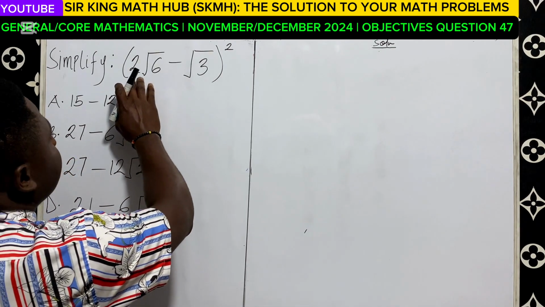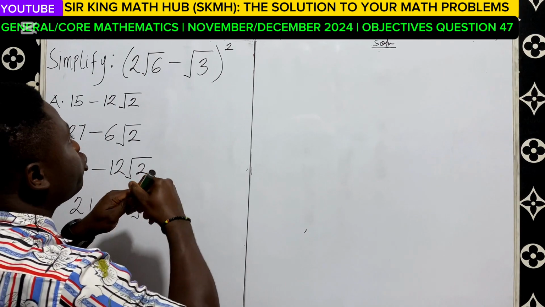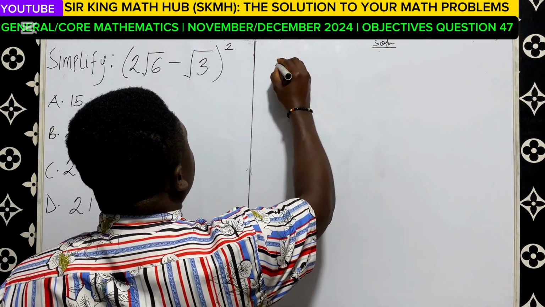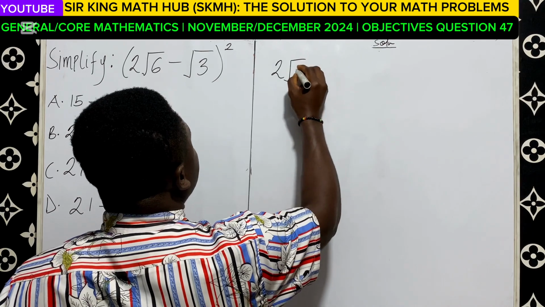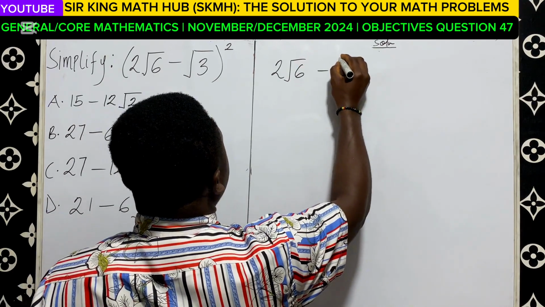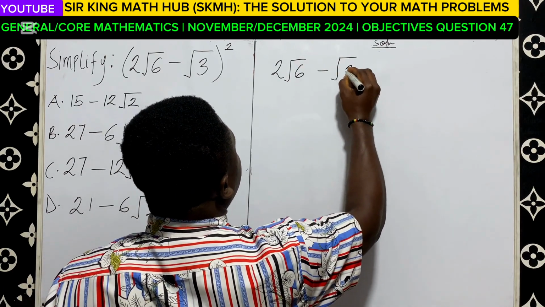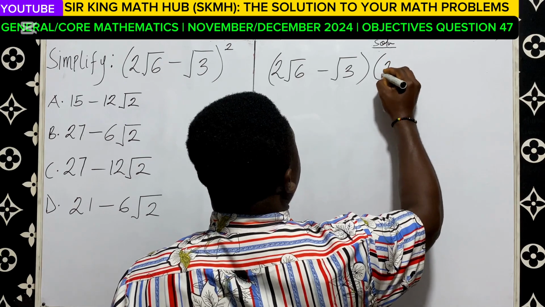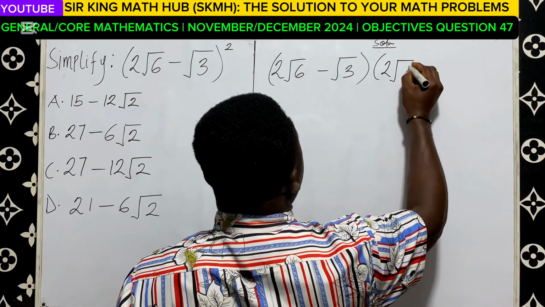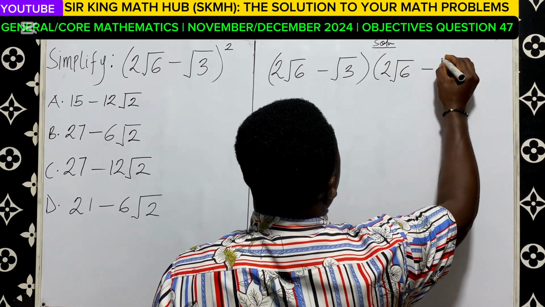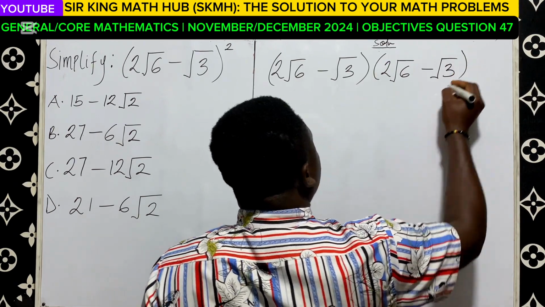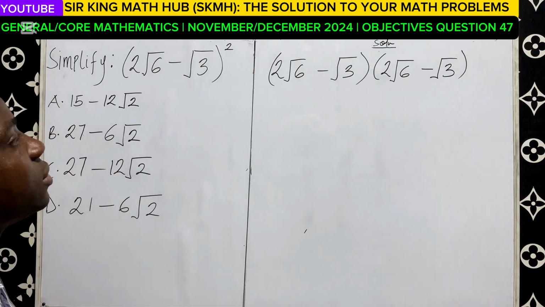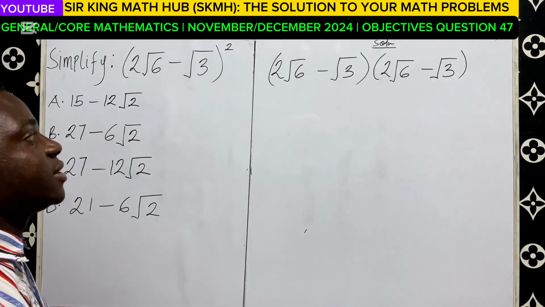So this said expression all squared can also be written as 2 root 6 minus root 3 multiplying itself. Okay, so now let's expand the brackets.